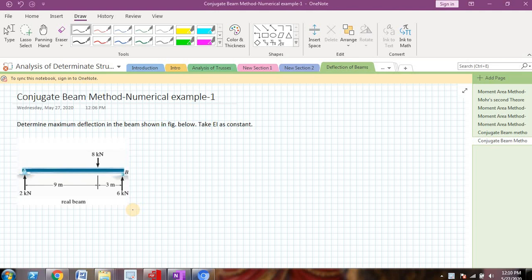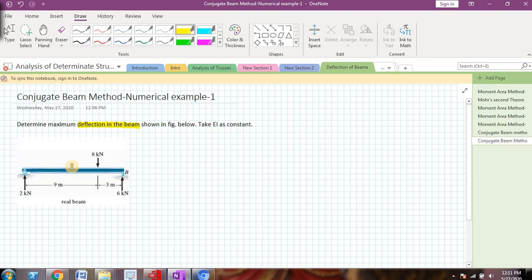Now in this beam you have been asked to find what is the maximum deflection, and we have to take EI as constant. Now we know that here this 8 kN is not exactly at the center of the beam, so the maximum deflection cannot be predicted directly. You need to find the location where the deflection occurs.